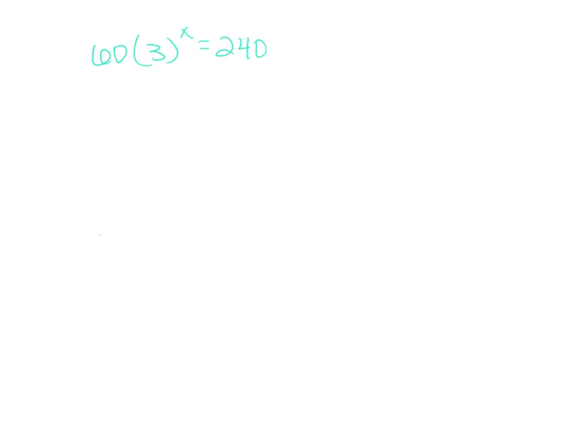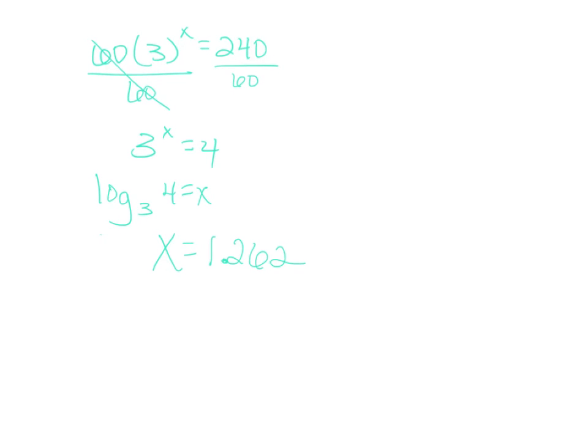Okay. So this is where we're at. We're now solving for the x. So the rule is your base has to be alone. So I'm going to divide both sides by 60. And I have 3 to the x equals 4. I'm solving for x, it's an exponent. So from here, I'm going to put it in log form. And then from there, I just put that in my calculator, log base 3 of 4, and I get 1.262, rounded, of course, and that's the gist of it.